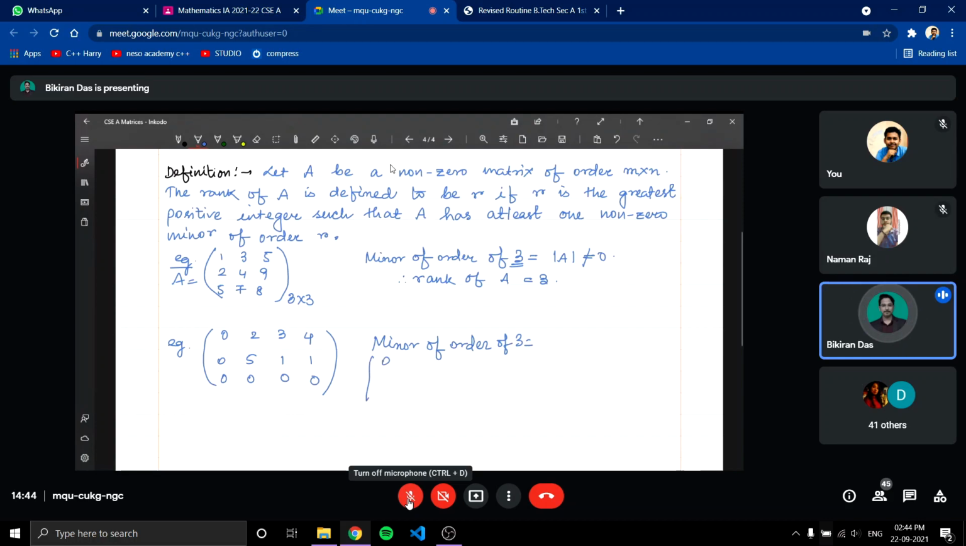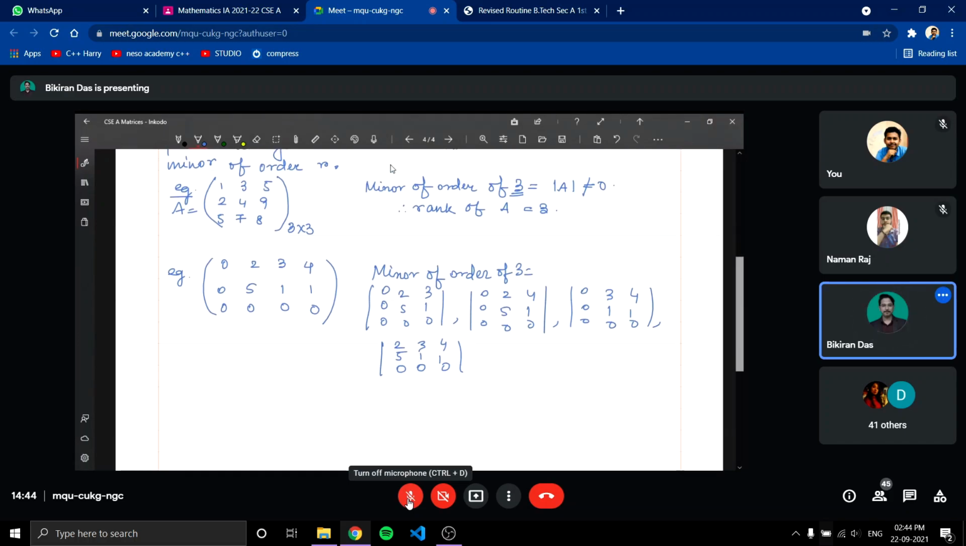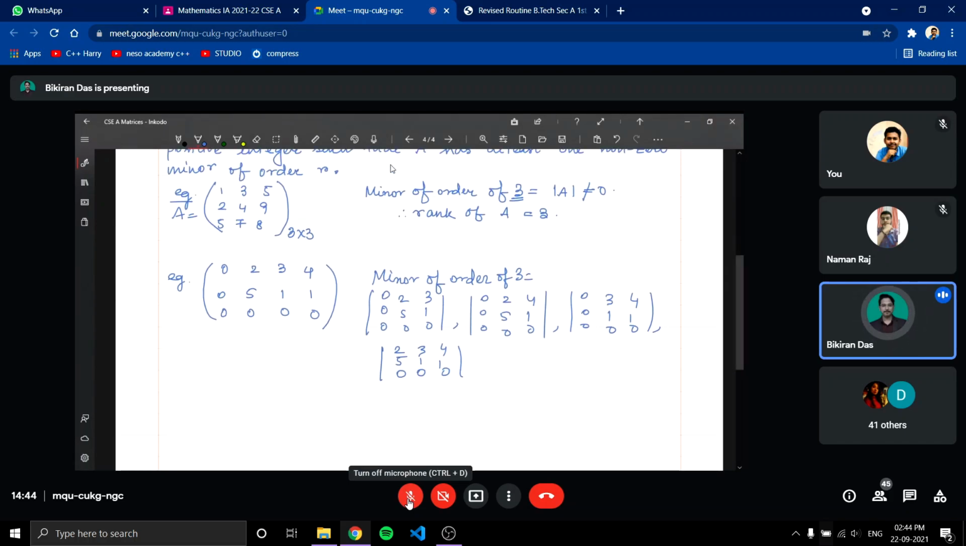One is this one: 0, 0, 0, 2, 5, 0, 3, 1, 0. Another one is this one: 0, 0, 0, 2, 5, 0, 4, 1, 0. Another one is 0, 0, 0, 3, 1, 0, 4, 1, 0. And the last one is 2, 5, 0, 3, 1, 0, 4, 1, 0. Is there any other minor?